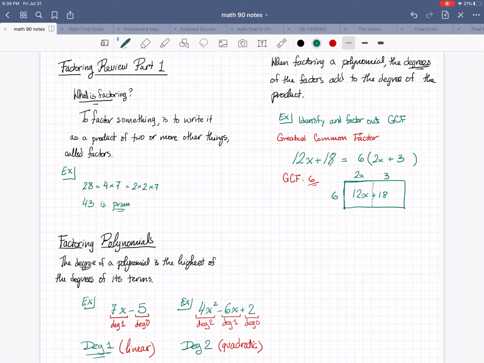Let's do one more example before the end of this lesson. So we're going to do the same instructions. Identify and factor out the GCF.